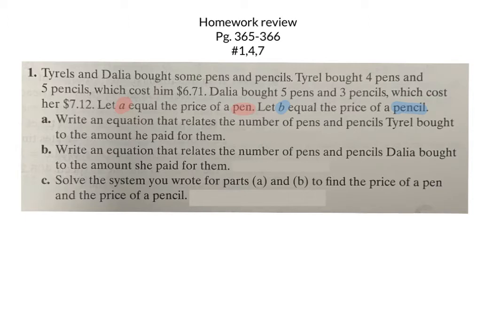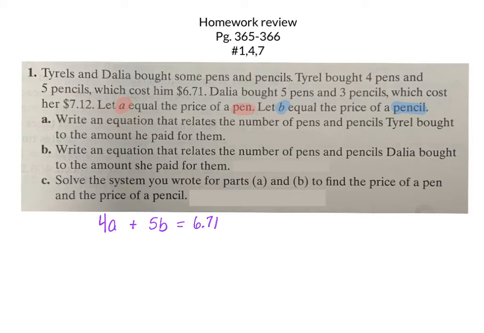All right. Write an equation that relates the number of pens and pencils Tyrell bought to the amount he paid for them. So the first thing we're going to do is write an equation for that particular line. So we know that Tyrell bought 4 pens. So that would be 4A. And we also know that he bought 5 pencils. So that would be 5B. And then his total cost for that was $6.71. And so that's what the first equation would look like.